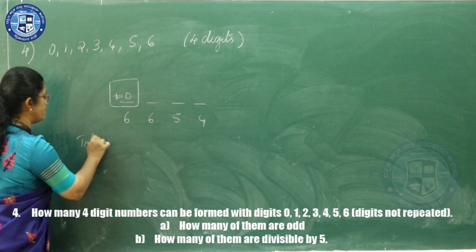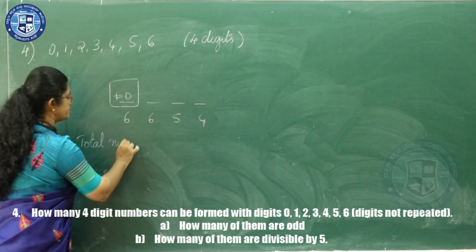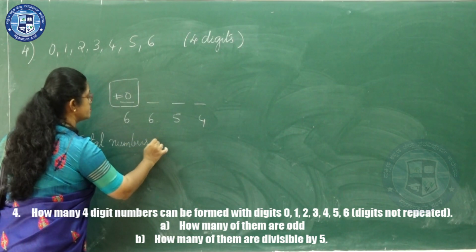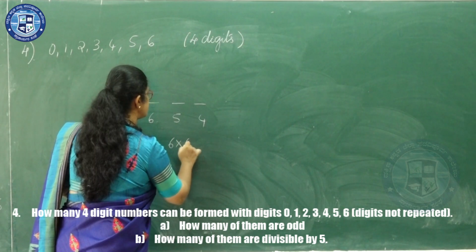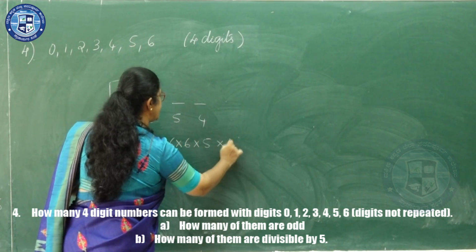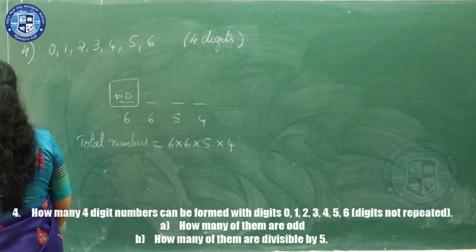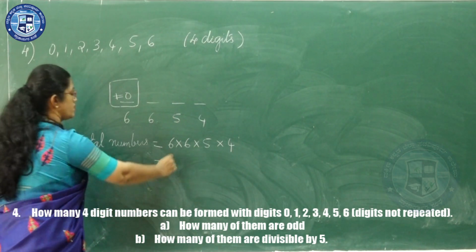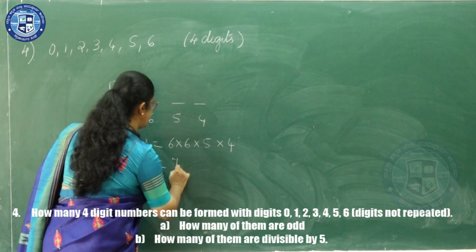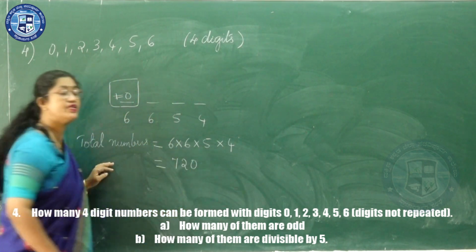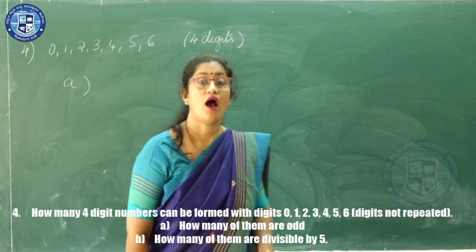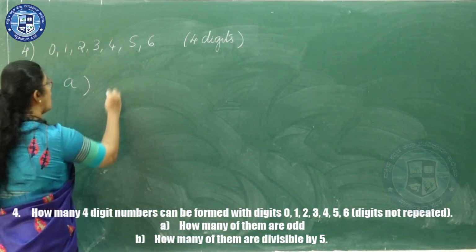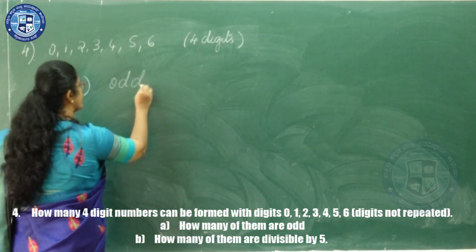So the total numbers is 6 into 6 into 5 into 4, and that is equal to 720. Option A.